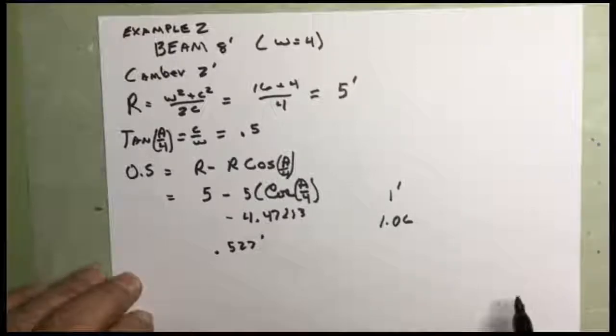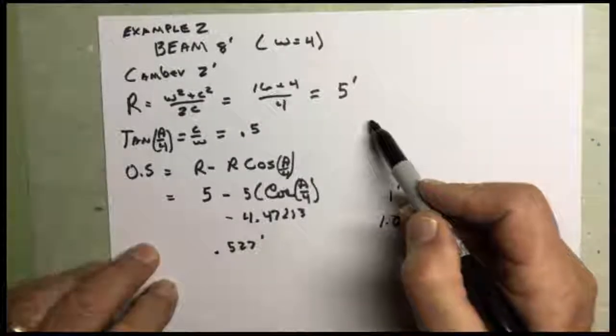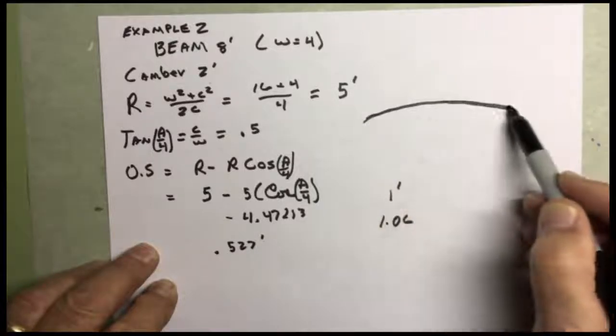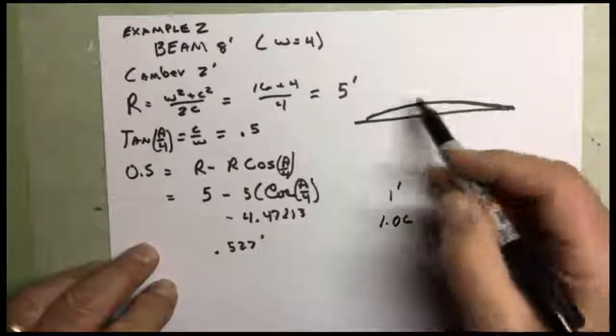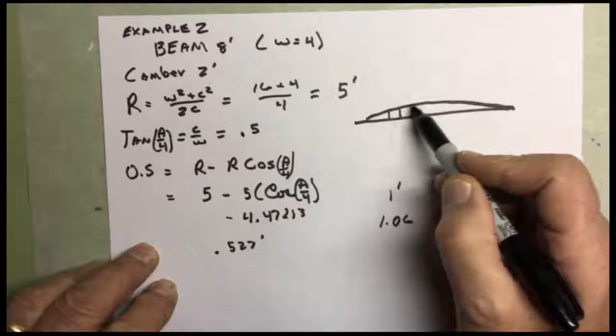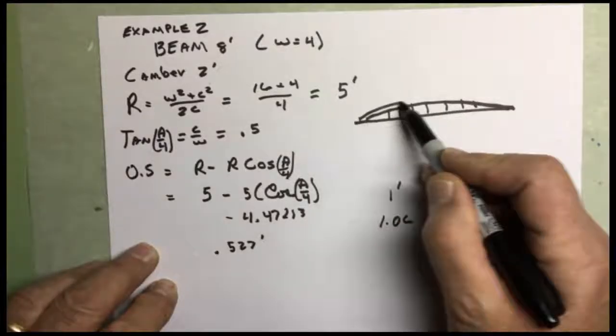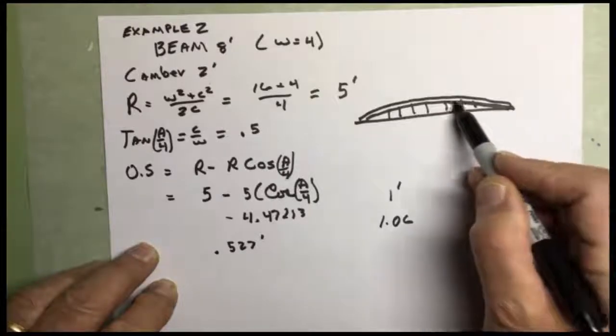In our third part to this series, we will take a look at how to construct a shallow long arc by generating the offsets and then using a batten to connect the offset points.